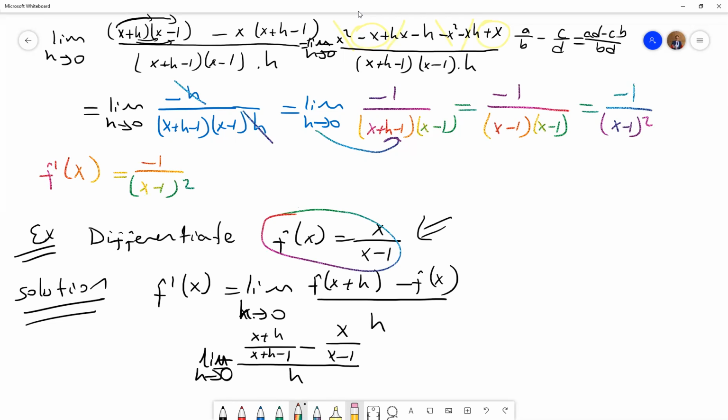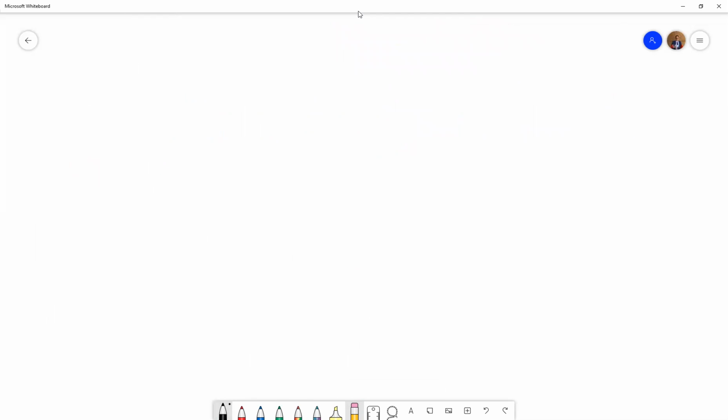So next one, we have another example. And I will also use, of course, black. But for the cancellations, I use different colors so it can be understood easily.